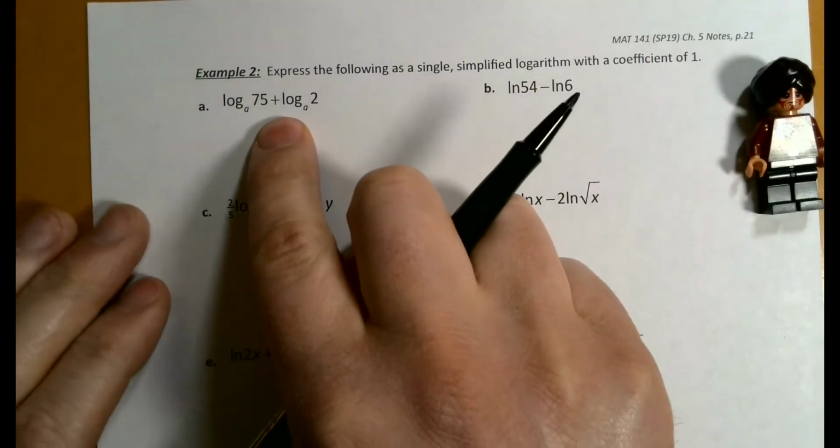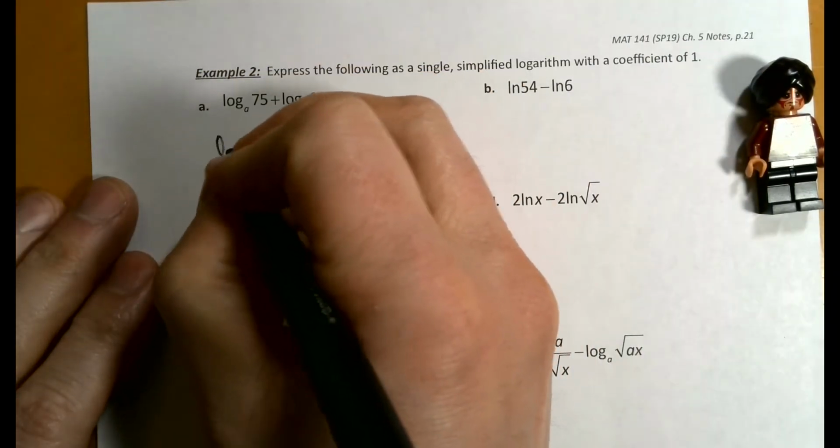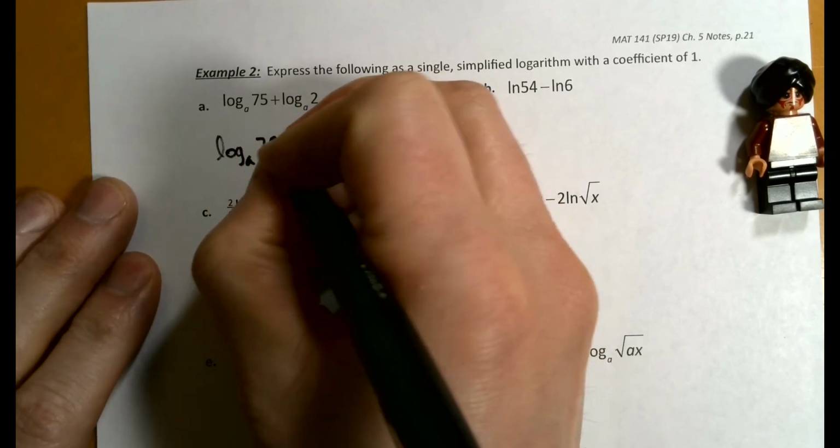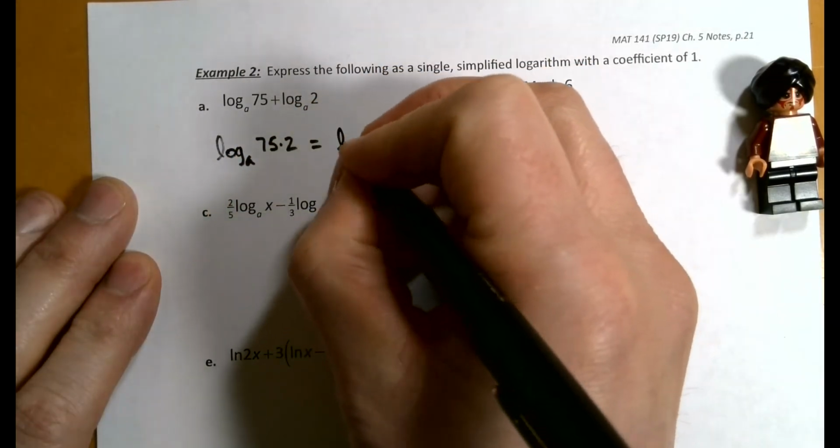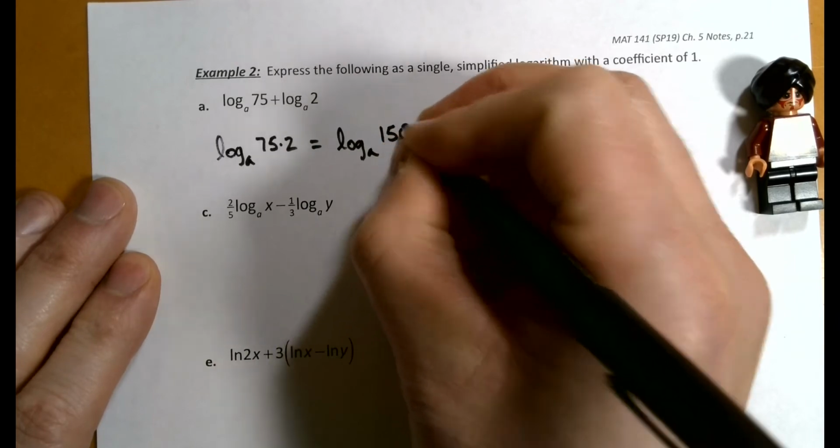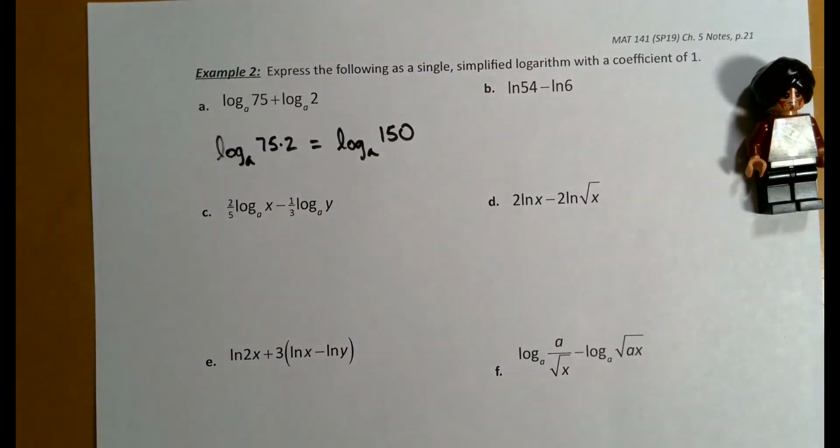So here I see addition. So I'm going to rewrite this as log a of 75 times 2, which really simplifies to log a of 150. And we're done. That's it. It is now a single simplified logarithm.